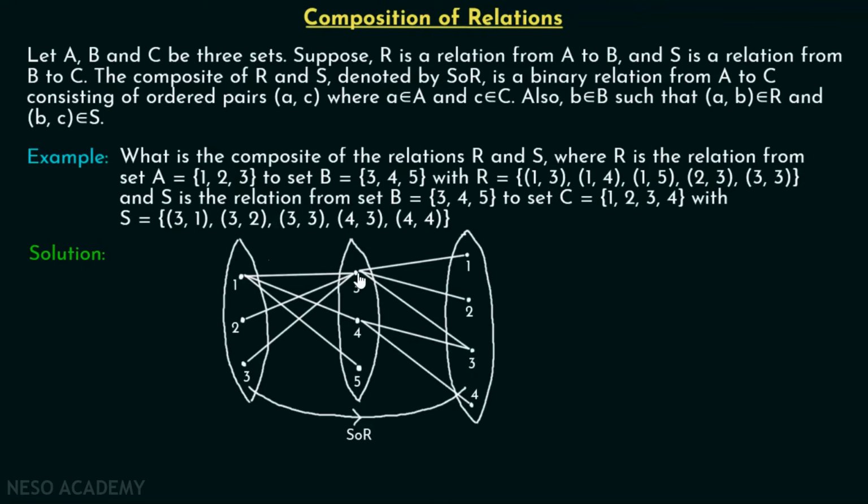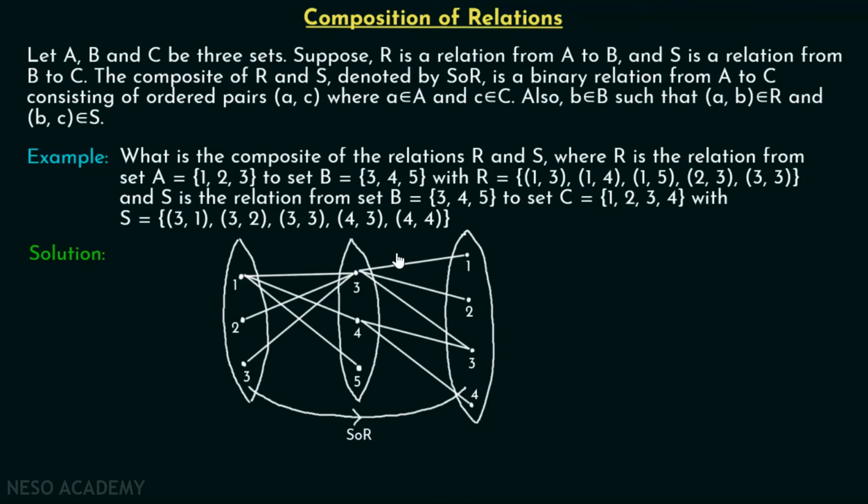Similarly, we can draw lines from 3 to 1, 3 to 2, 3 to 3, then 4 to 3, then 4 to 4. As you can clearly see, these are the ordered pairs inside S: (3,1), (3,2), (3,3), (4,3), (4,4). So this is relation S. And you can clearly see that this set is acting like a bridge between these two sets. Now this is the representation of relation R and this is the representation of relation S. We want to find SOR.